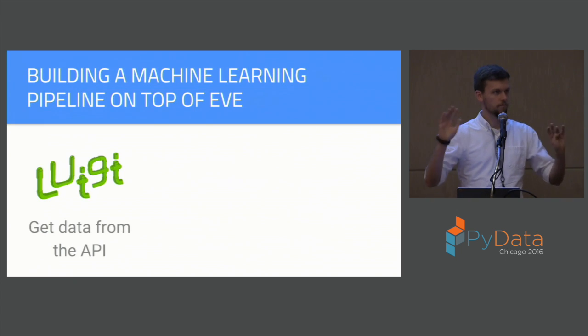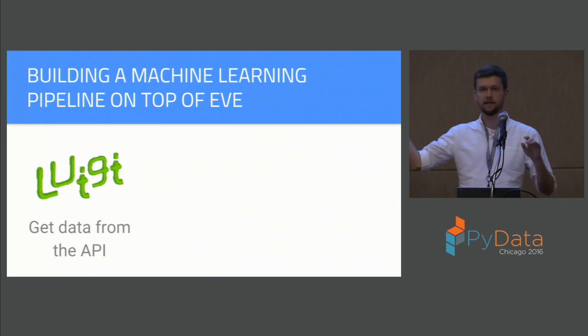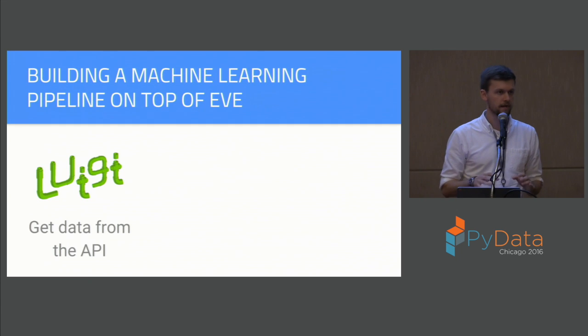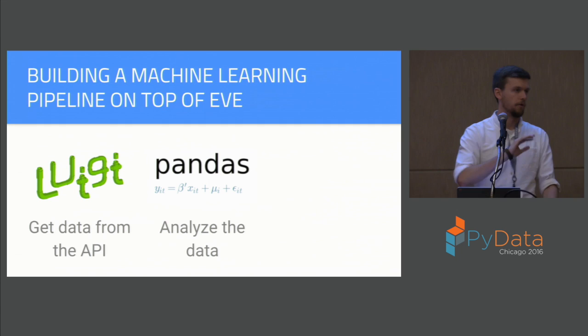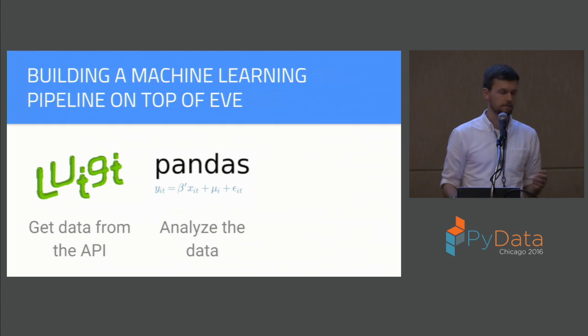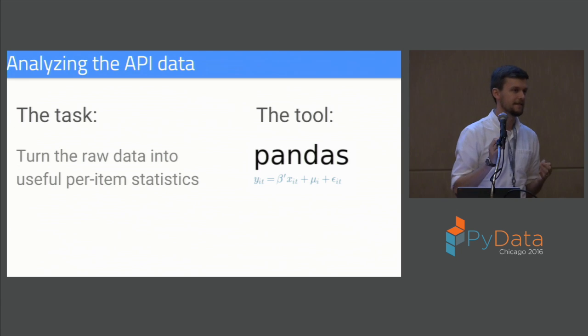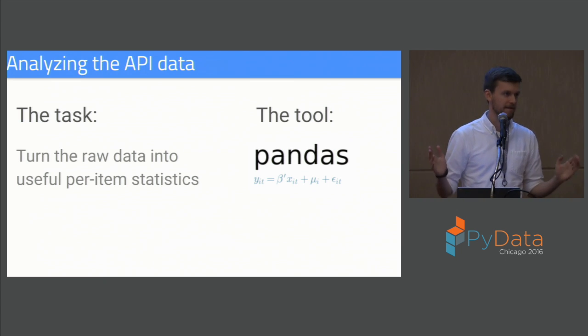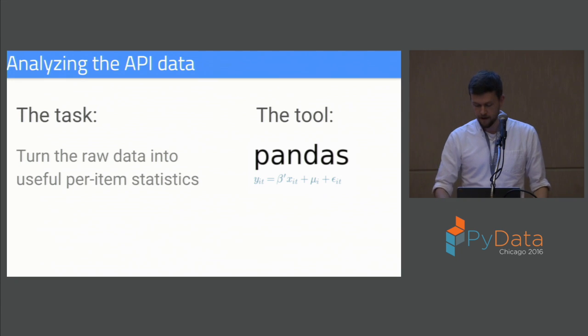All right, so a third of the way through, that was Luigi getting all of the data from the API down into a local database for me. So the next step is turning the raw data that I got from the API into something useful, into some per item statistics that I can use to try to figure out what I want to be trading. And for that, obviously, the tool is Pandas. So I'm, again, not going to do a big intro to Pandas, but a couple of things that I found particularly useful for this project.